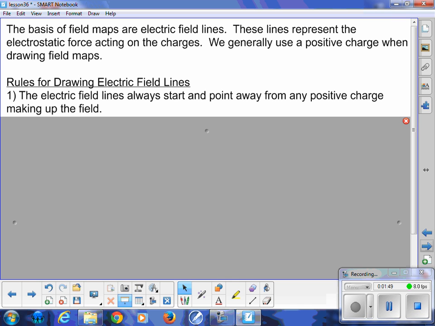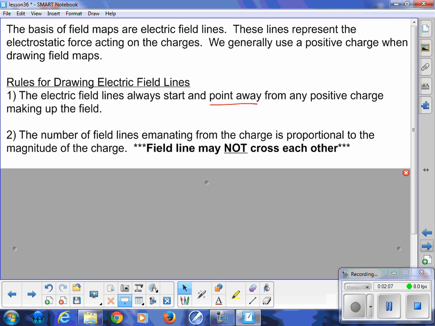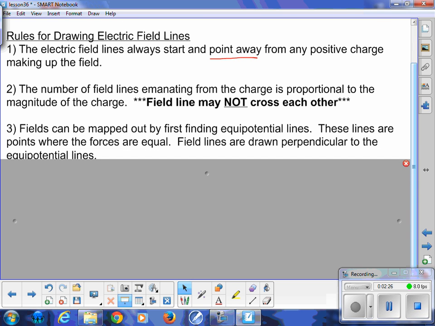The electric field lines always start and point away from any positive charge making up the field. If it was negative, it would point toward the charge. But for positive charges, we assume they point away. Second point, the number of field lines emanating from the charge is proportional to the magnitude of the charge. And remember, field lines may never cross. We did that in the grade 11 course when we did electromagnetic fields. Same thing here. Field lines cannot cross. The stronger you want the charge, the more field lines you'd better draw.